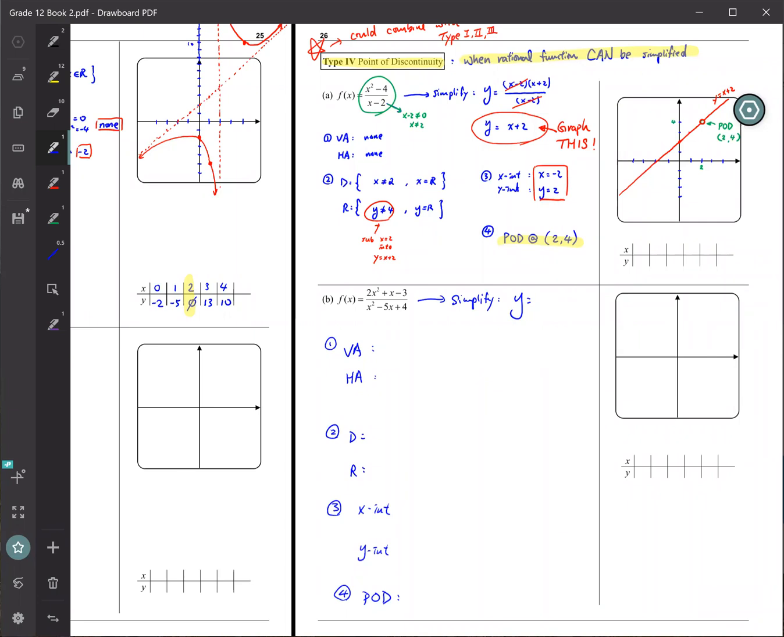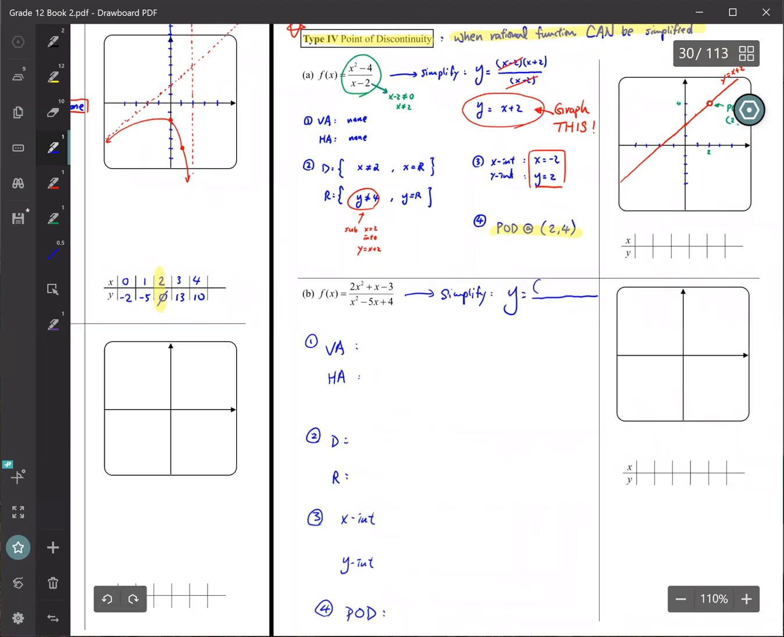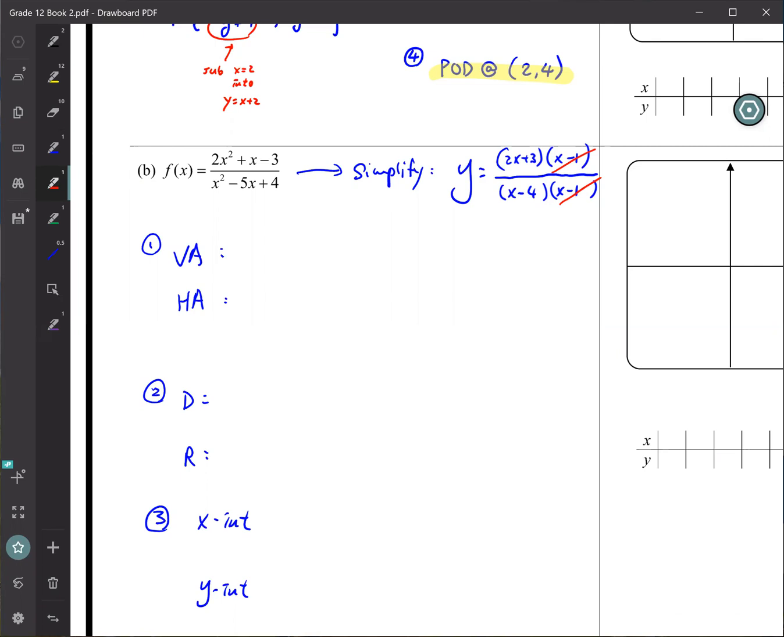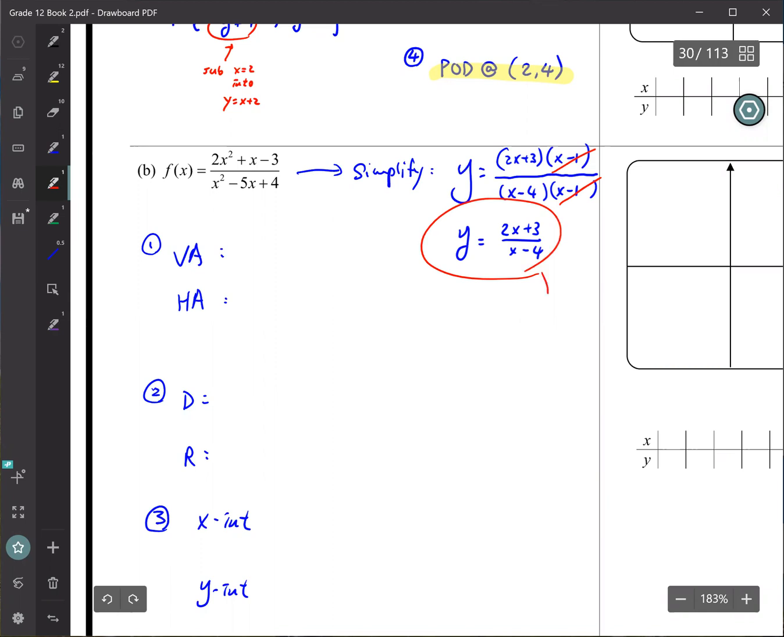All right, so let's check the factors. Donna, what do you have for the numerator? 2x plus 3. 2x plus 3, and the other one? X minus 1. X minus 1, okay? And Cindy, denominator? X minus 4 and x minus 1. Okay. Anyone got different? Looks okay. Yep, okay, looks good. So looks like we can cancel out the x minus 1, right? So that's where the POD appears. And then after you cancel out, you get 2x plus 3 over x minus 4. So make sure this is the one you graph.